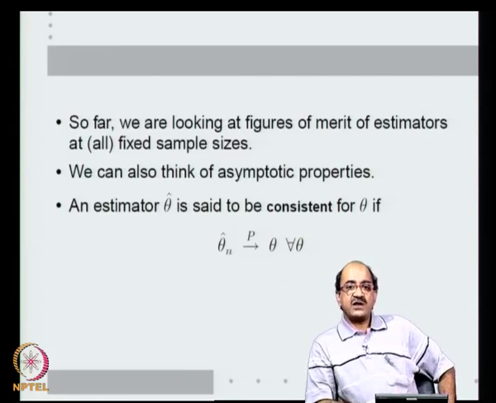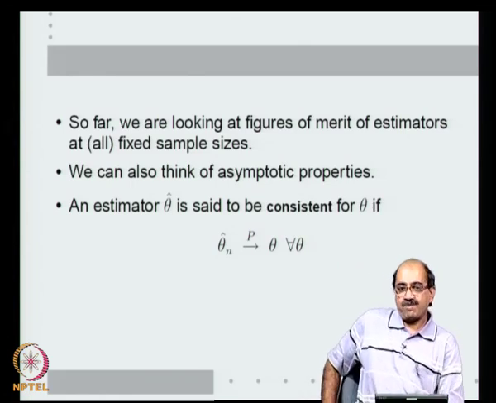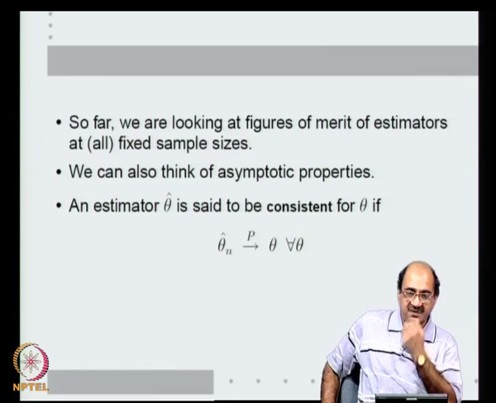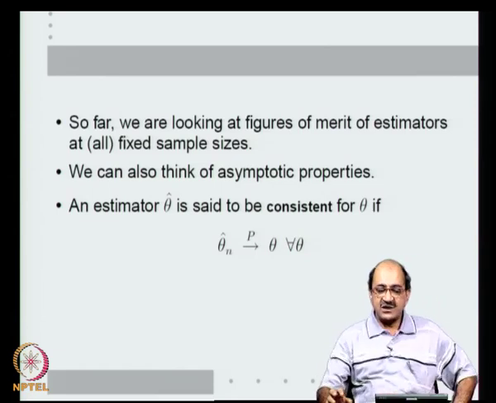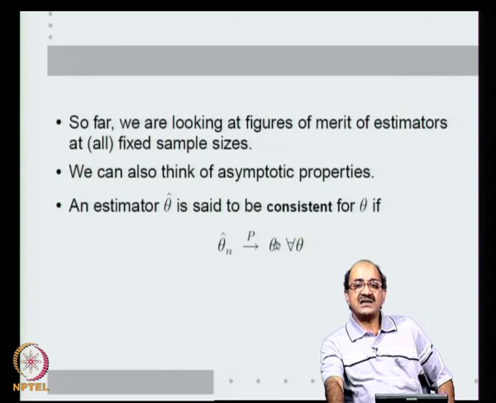So, one asymptotic property is to say as the sample size goes to infinity, does the estimator converge to the true value, does theta hat n converge to theta. Since theta hat n is a sequence of random variables, when I say convergence, in what sense? Is it convergence in distribution, convergence almost surely? We will take convergence in probability because that is a convenient mode of convergence for our purposes. So, we will say an estimator theta hat is said to be consistent for theta if theta hat n converges in probability to theta as n tends to infinity.